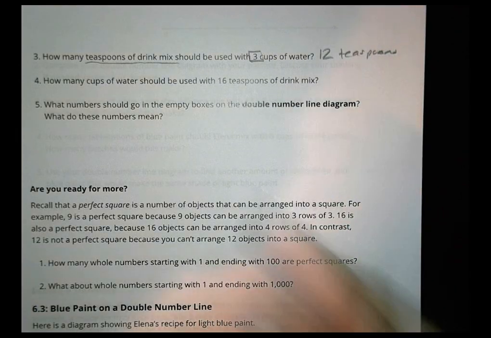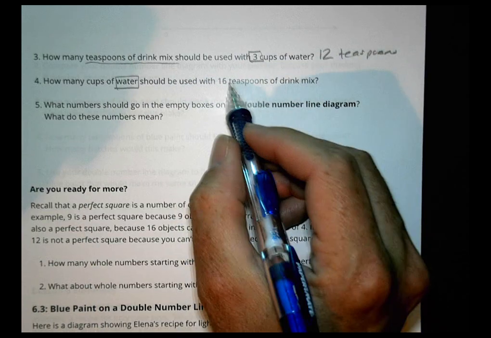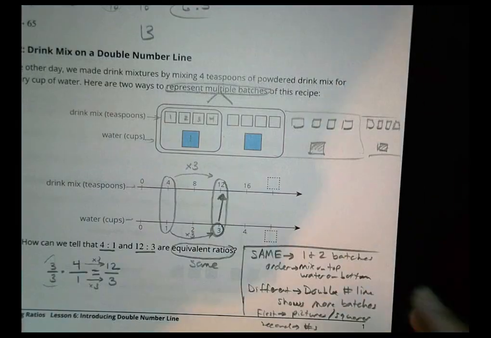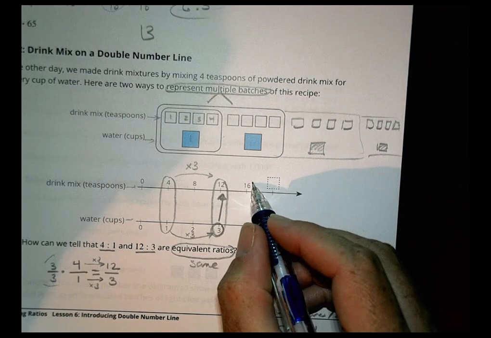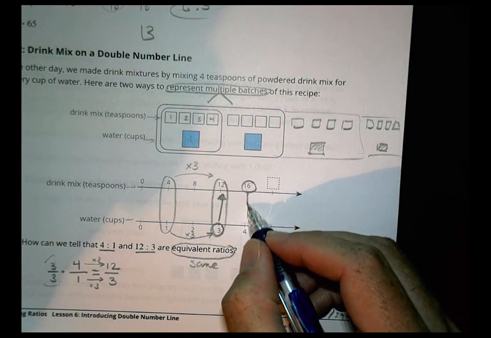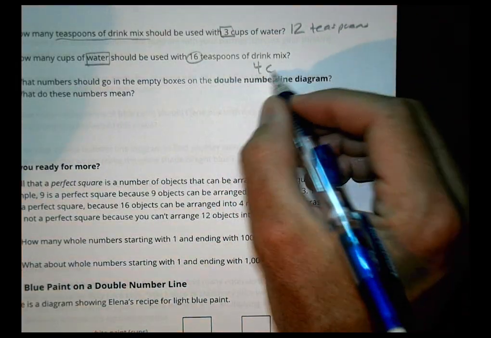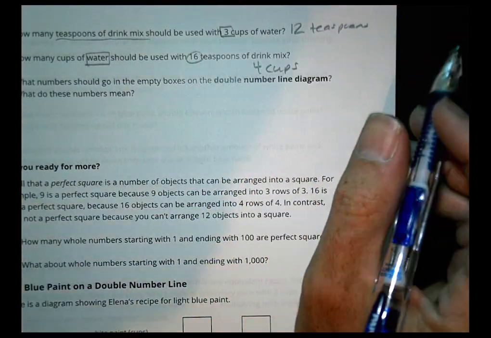For number 4, it says how many cups of water, so looking for the water now, should be used with 16 teaspoons. So now we're going to go the other way. So in this case here, I find 16 teaspoons. So how many cups of water do I need? I take a look there. I need 4, right? So that double number line is really convenient, isn't it?